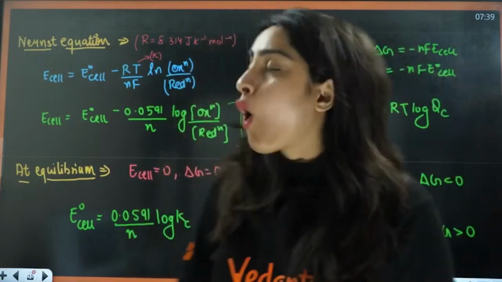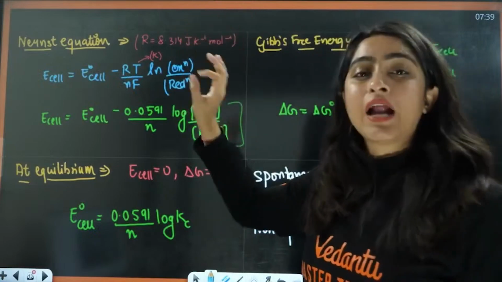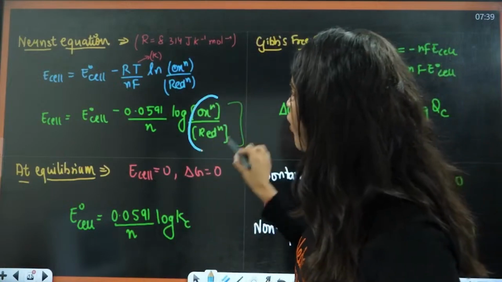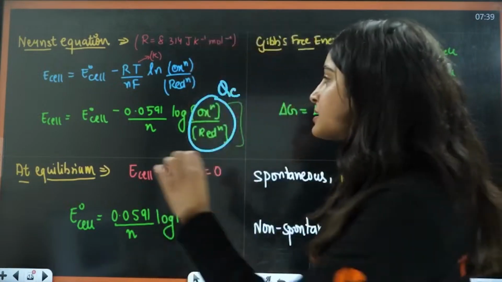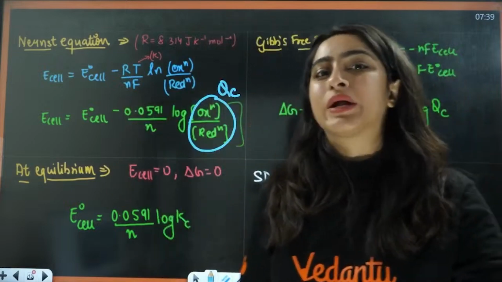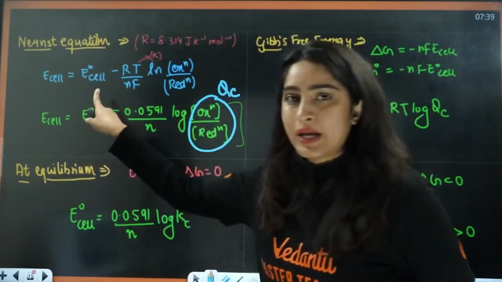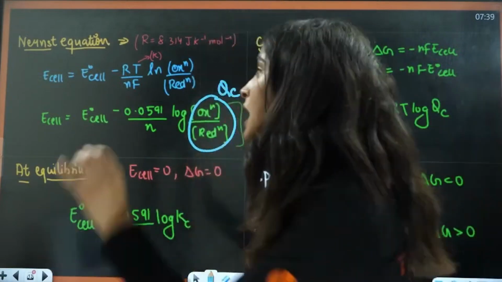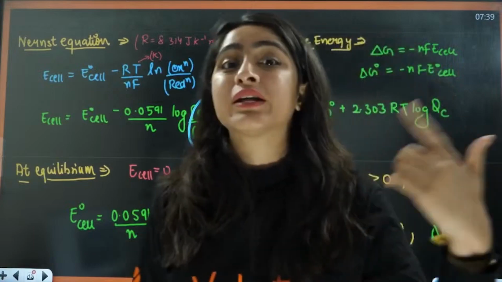Now the trick here is that above you will have oxidation, and below you will have reduction. Oxidation by reduction. And now this whole thing is called Qc, the reaction quotient. This is at a particular temperature, that is 25 degrees Celsius. Now this is a very simple equation: E cell is equal to E naught cell, where E naught cell is calculated as E naught cathode minus E naught anode, minus 0.0591 by n log Q. n is the number of electrons gained and lost.